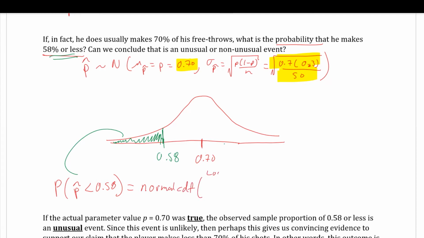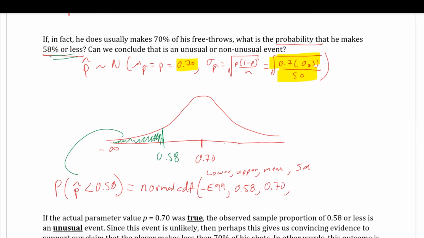We have our lower bound, our upper, the mean, and the standard deviation. All right, the leftmost value, or the lower bound here, would be negative infinity. In our calculator, that's going to be negative E99. The upper, 0.58. The mean, in this case, it's 0.70.